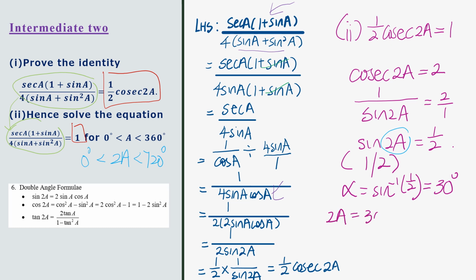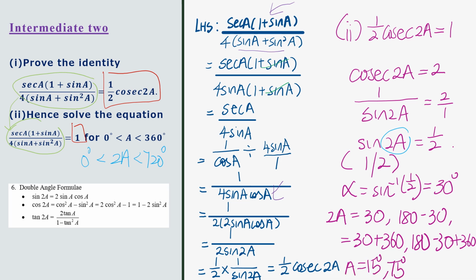Let's see what happens. Right, so 2A is equal to the first and the second quadrants, or we can go on to one more round, because the answer has to be between 0 to 720. So 30 plus one more round is 360. Right, and this one also you need to add one more round, which is 360. Okay, and finally you have 4 answers there. Finally divide by 2 to get 15 degrees, 75 degrees, 195, and 255 degrees.